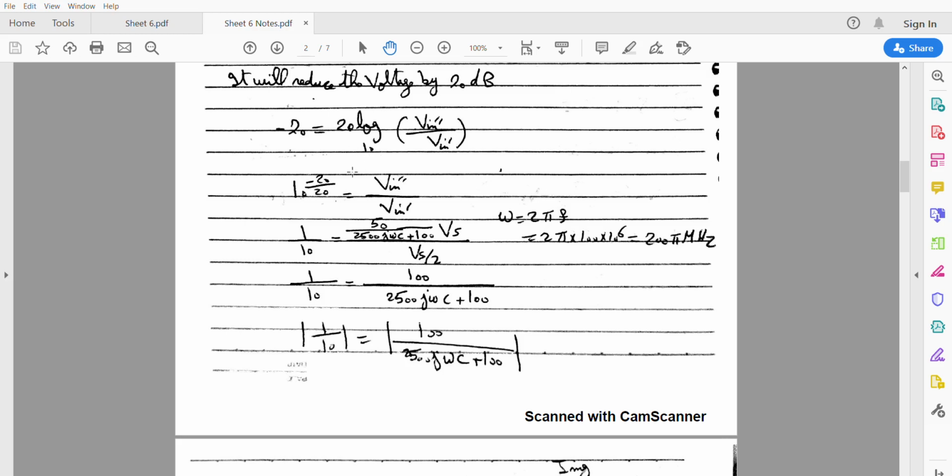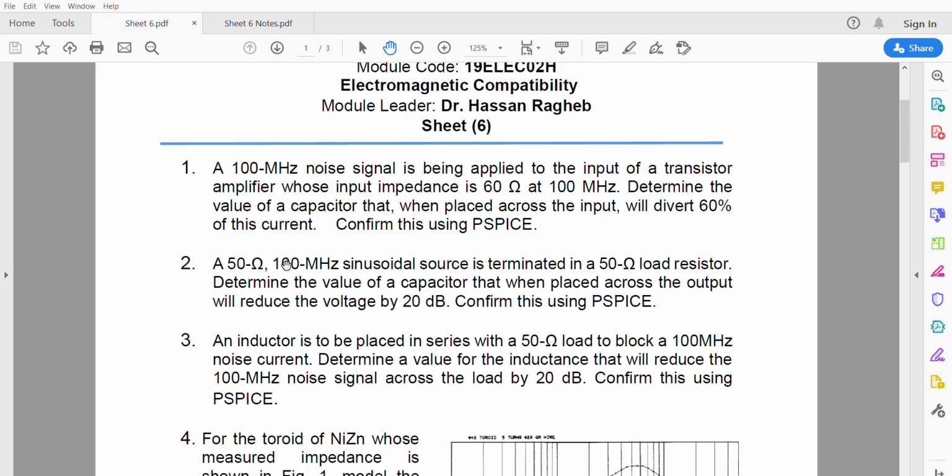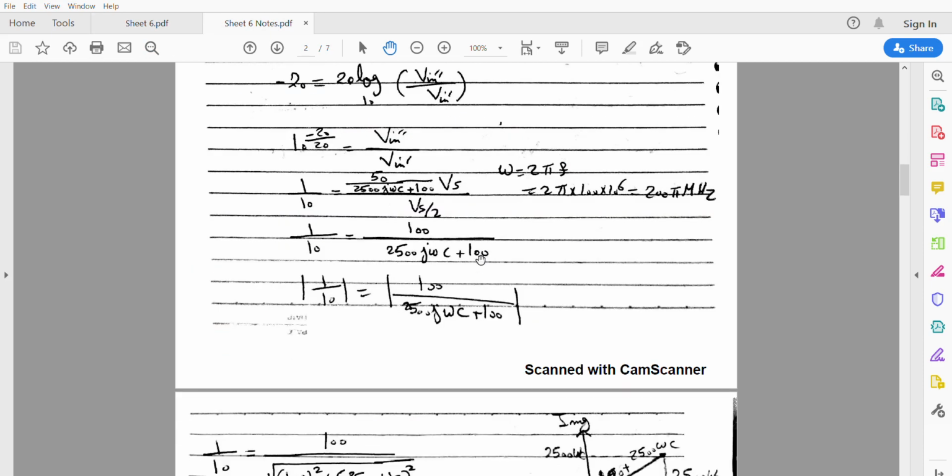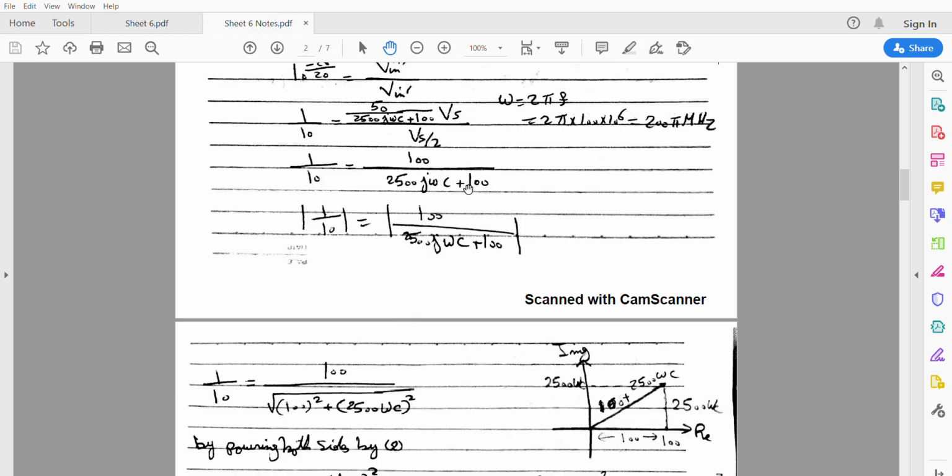So let's go back here by multiplying by 10 to the power negative 20 over 20. We remove the log of V input double dash over V input dash. We substitute by the values we got above for V input double dash and V input dash. And don't forget to substitute omega, which is equal to 2 pi f, and the frequency is given as 100 megahertz. So we finally arrive at this equation. Now I need you to focus on how to get the value of this absolute value.